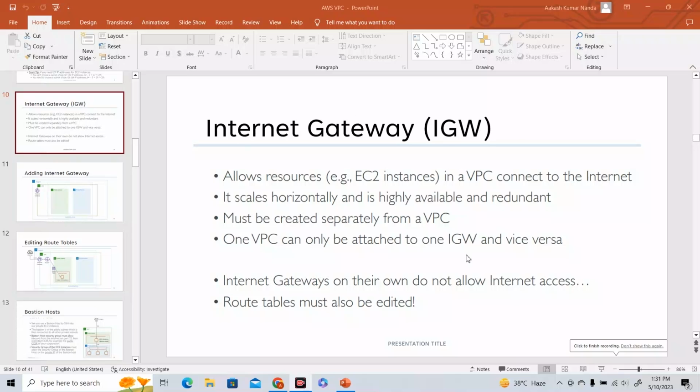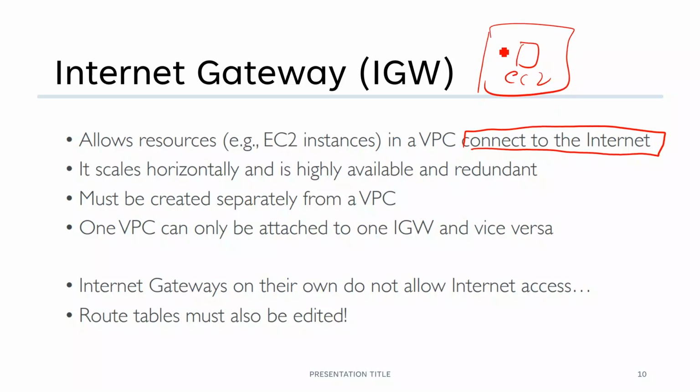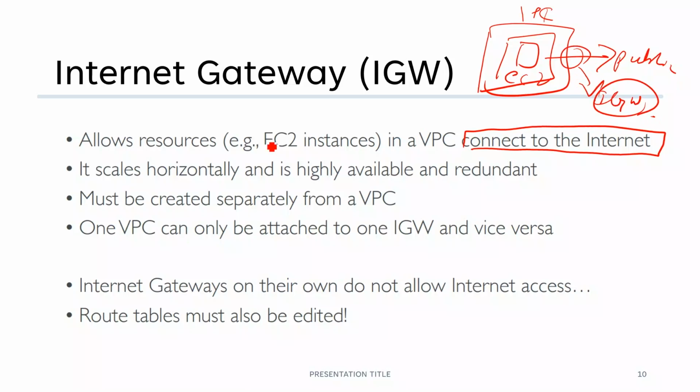Okay, so let us talk about this internet gateway and why it is important, right? It allows resources, for example EC2 instances in a subnet in a VPC, to connect to the internet. So if you have an EC2 instance in your VPC, in a subnet, and it needs to communicate with the public internet, then it needs to go through an internet gateway, IGW, right? It scales horizontally, and it's highly available and redundant.